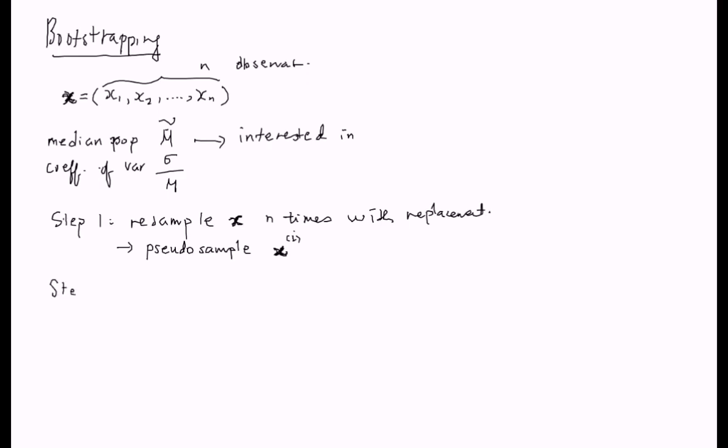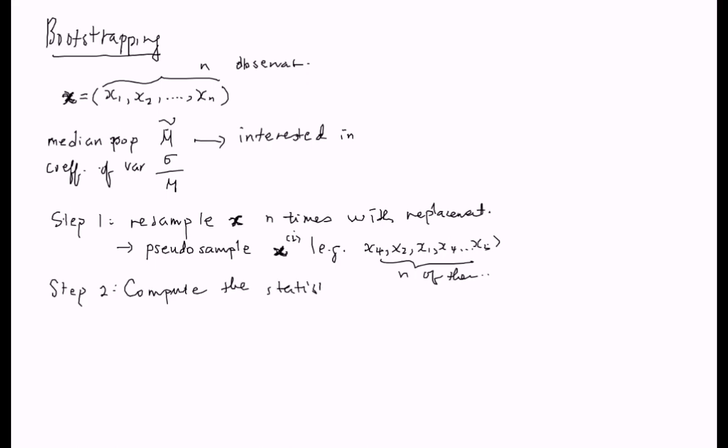And then step 2. So this pseudo sample can be something like this, for example x4, x2, x1, x4, and so on, x5. So still n of them. Okay, then step 2 is you compute the statistic of interest using the pseudo sample, right?